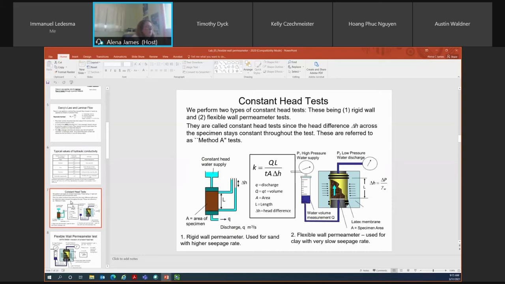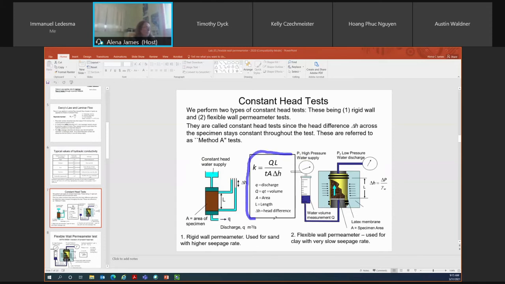Your rigid wall permeameter tests are used for coarser grained material, so for a sand or a sand and gravel, and these coarser grained materials have a higher seepage rate. Whereas a flexible wall permeameter test is used for a fine grain material that has a very slow seepage rate. The formula that you use for both your rigid wall and your flexible wall permeameter tests is the same.